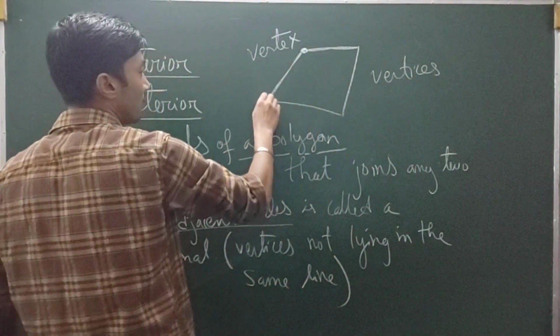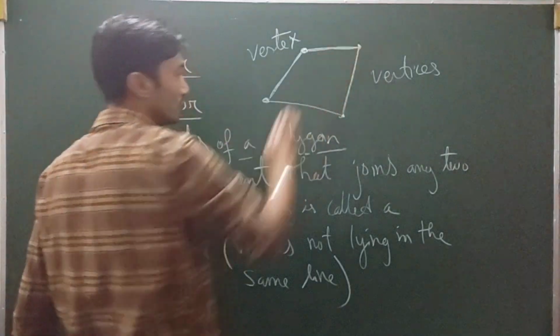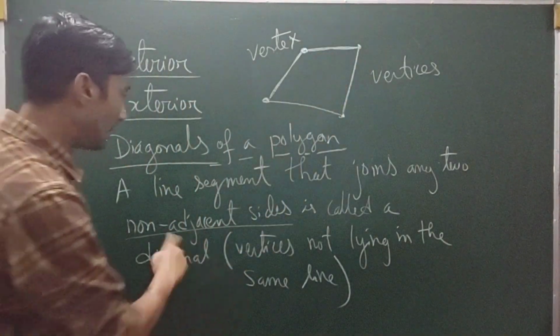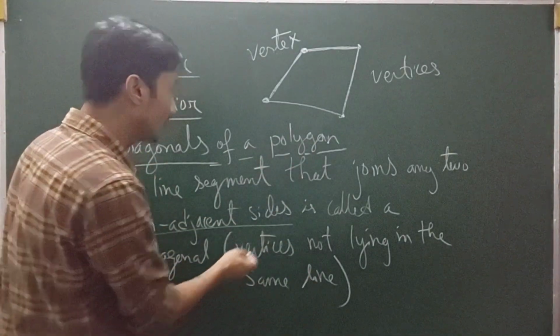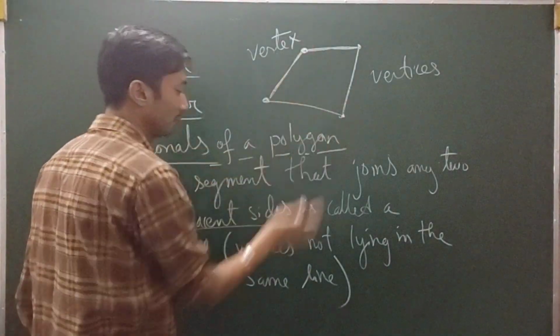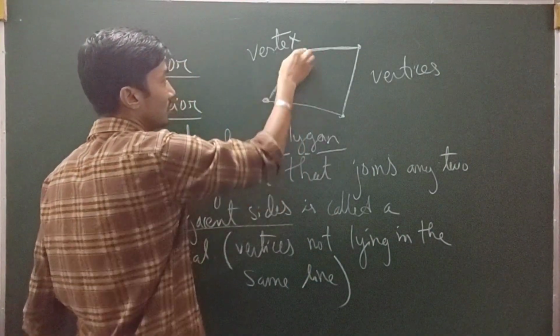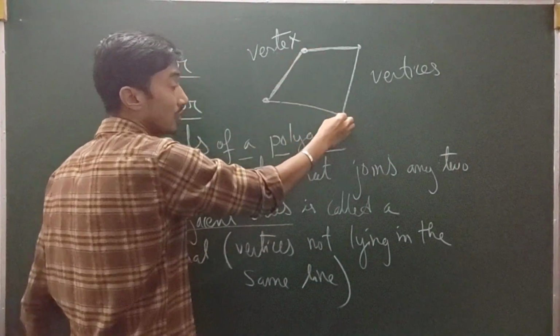So this figure has 4 vertices: 1, 2, 3, 4. A line segment formed by joining any two vertices, but they should not be lying in the same line. So this and this I cannot join because it's already a side. But this and this I can join.